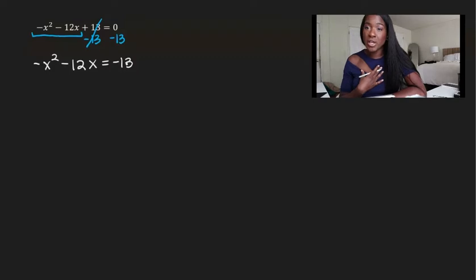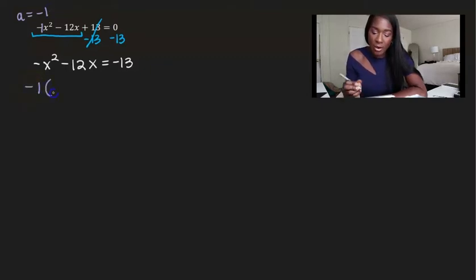So now that we have the terms with x alone on one side of the equation, we want to make sure that the coefficient of x squared is a positive 1. And right now our coefficient of x squared is a negative 1. The a is the number in front of x squared. So I want to factor that negative 1 out and see what we're left with. Pulling out negatives is going to change the sign of everything that's left on the inside of the parentheses. So we're left with a positive x squared and a positive 12x, and all of that is still equal to negative 13.